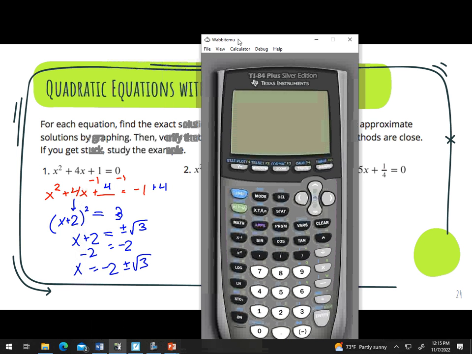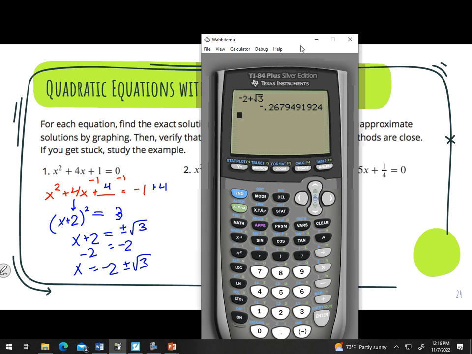Okay, so here's my calculator. Let's see what's happening here. If I were to do negative 2 plus, now the square root button, second and square root. Most calculators, the square root is like a second function of the x squared key. So negative 2 plus root 3, I get negative 0.268. So let's call it that.